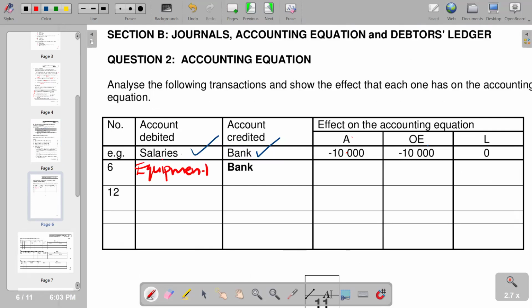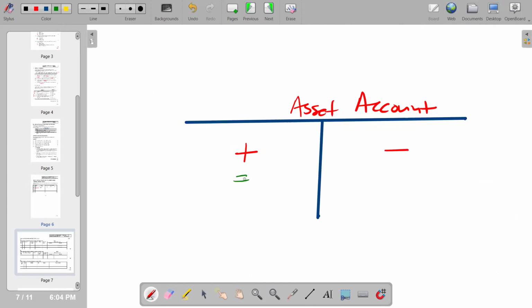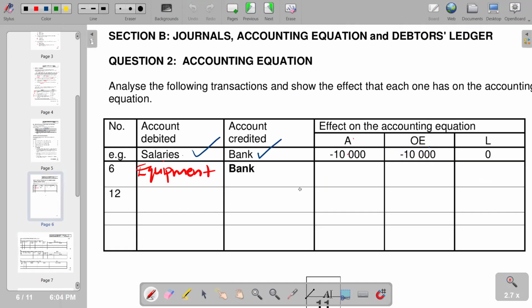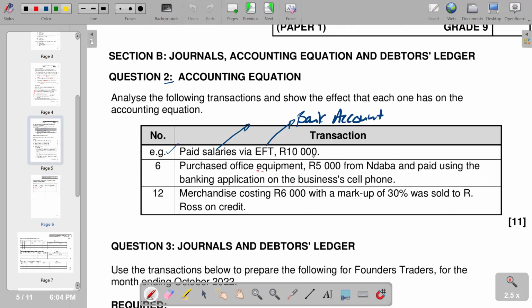Then in terms of the effect on the accounting equation, equipment is a non-current asset, so it's adjusted in the asset column. Bank is an asset again in the asset column. Going back to the narration, when you debit an asset, it's a plus; when you credit, it's a minus. So by debiting equipment, it's going to be a plus, plus the amount involved, which is 5,000. So it's a plus 5,000.